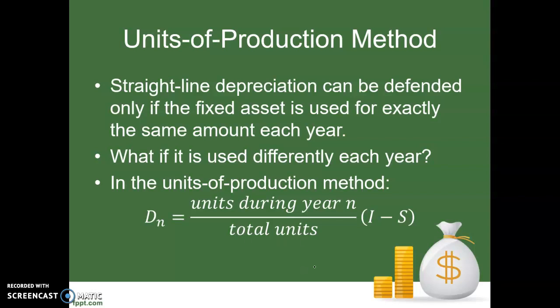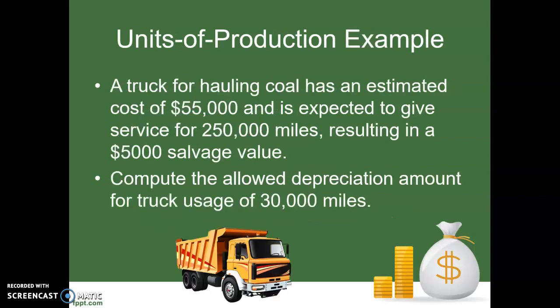So let's say we're talking about a car. You buy the car and you're going to put 100,000 miles or 200,000 miles on that car before selling it. So the total units would be the total number of miles or hours or the total amount that you plan to use that asset before you salvage it. And then you multiply that by I minus S, which is the investment minus the salvage. So in other words, this is the net cost right here. Let's look at an example. Let's try to get through this in the next 3 minutes.